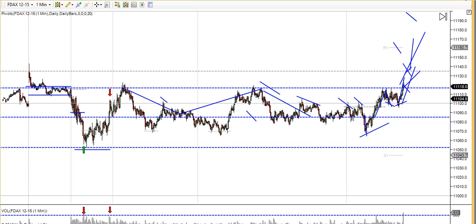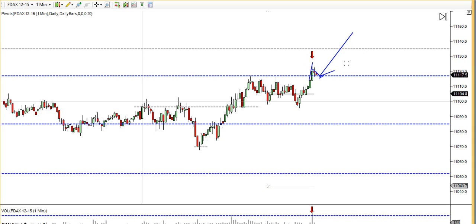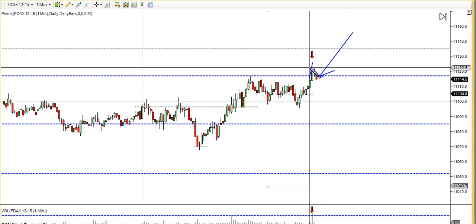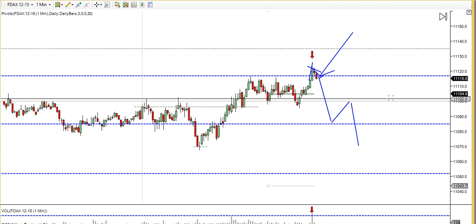Let's see how this will. So we actually had a volume spike here while price spiked above 500. Let's see now if this can hold support here and then rally even higher, or if it's just going to hold resistance and then keep the ranging style of trading for the rest of the session.